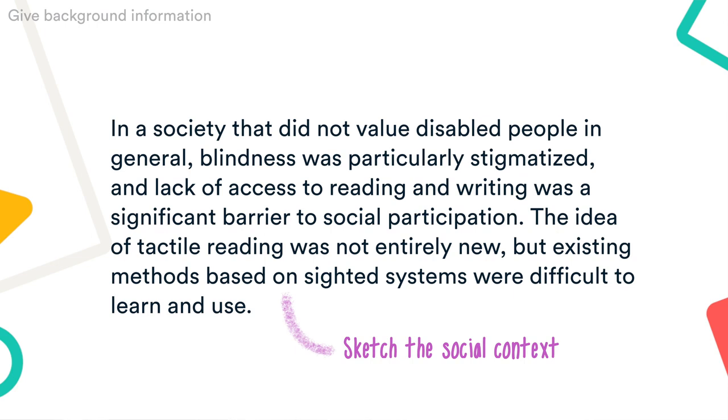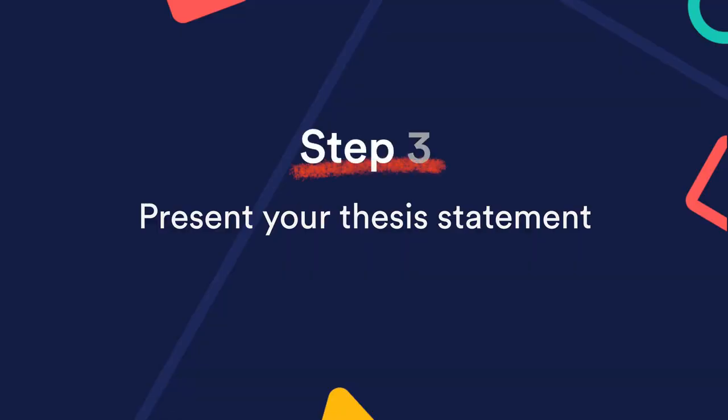"In a society that did not value disabled people in general, blindness was particularly stigmatized, and lack of access to reading and writing was a significant barrier to social participation. The idea of tactile reading was not entirely new, but existing methods based on sighted systems were difficult to learn and use."